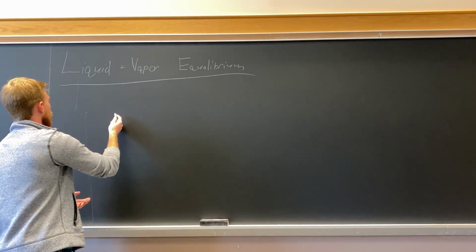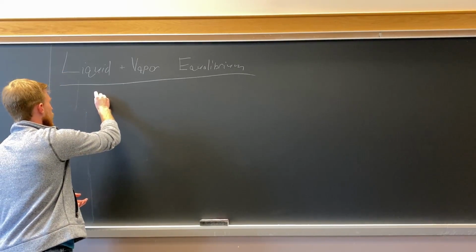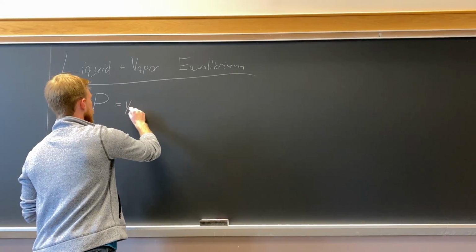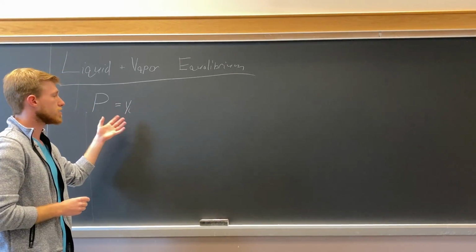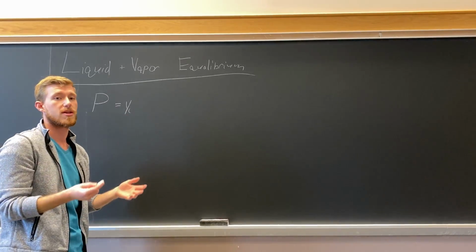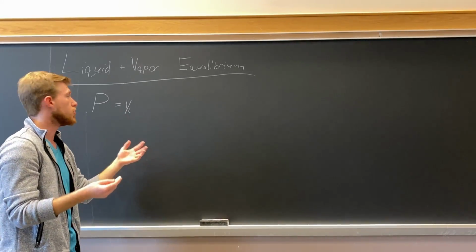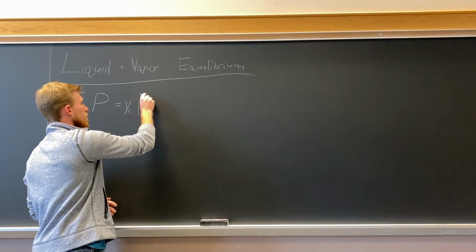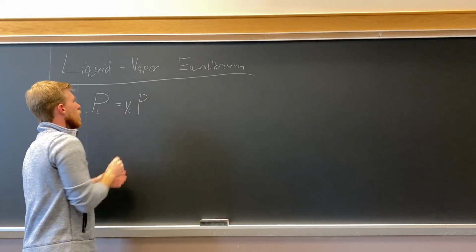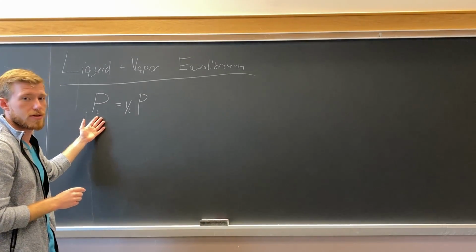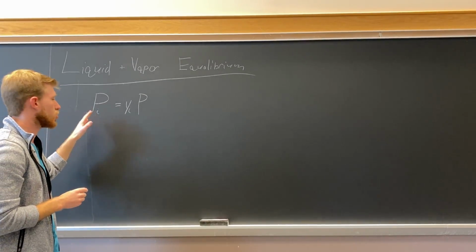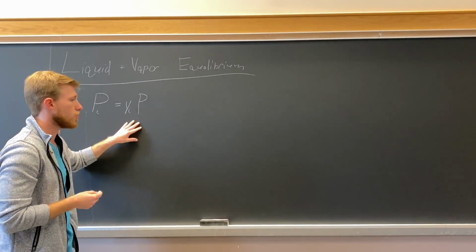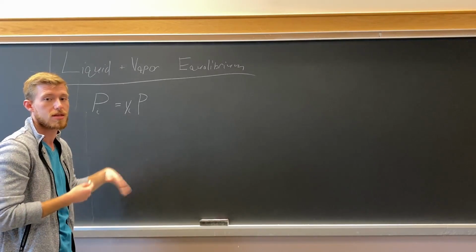For example, from Raoult's law, we get the idea that a pressure, P total, can be equal to the individual molar components in vapor. So for example, if you have a mixture of A and B, the mole fraction of A times the total pressure will give you the specific pressure, which is the pressure exerted by that one specific substance in the mixture.